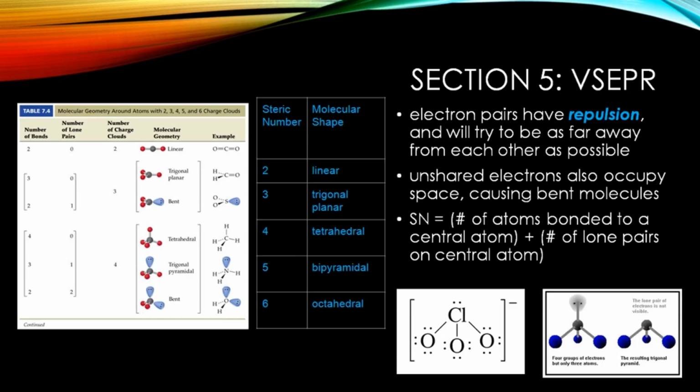VSEPR stands for valence shell electron pair repulsion. I know what you're thinking, valence shell what? But it's basically saying that valence electron pairs have repulsion, causing them to be located as far away from each other as possible. Using this, we can estimate the shape of the molecule.